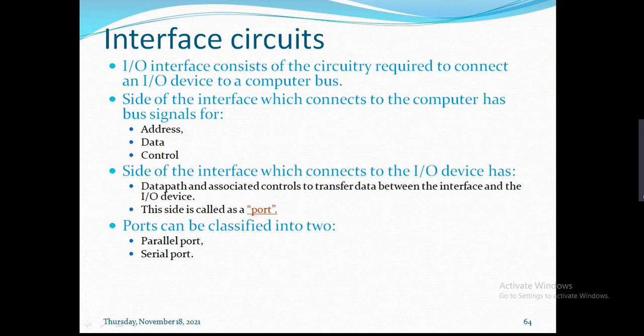Next, the fifth one: performs format conversion. This one I have not explained, I will just add it. Performs any format conversion that may be necessary to transfer data between the bus and I/O device.